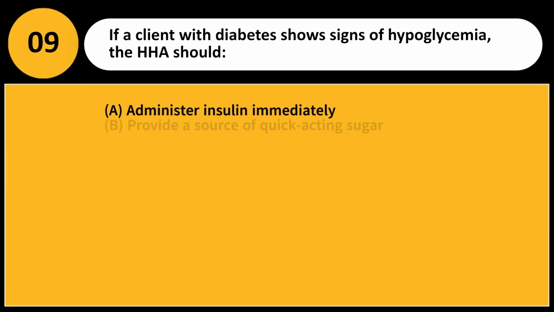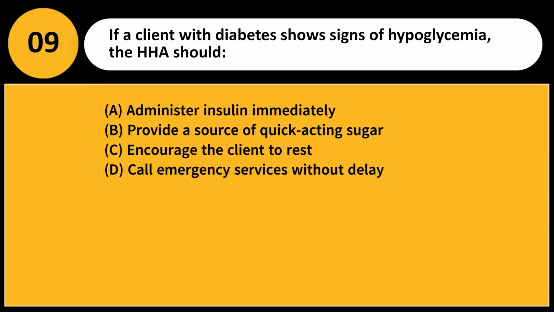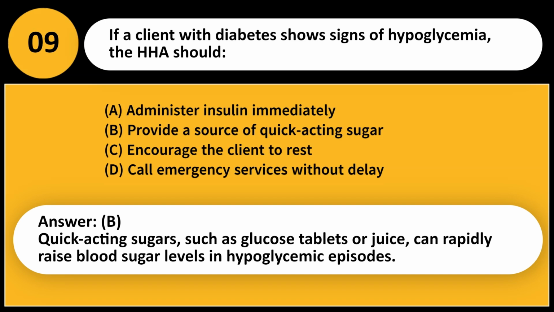If a client with diabetes shows signs of hypoglycemia, the HHA should: A. Administer insulin immediately. B. Provide a source of quick-acting sugar. C. Encourage the client to rest. D. Call emergency services without delay. Answer: B. Quick-acting sugars, such as glucose tablets or juice, can rapidly raise blood sugar levels in hypoglycemic episodes.